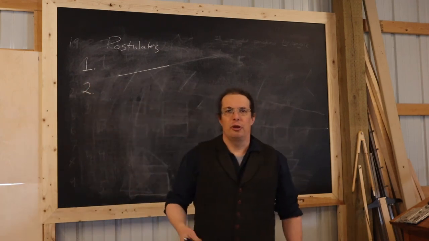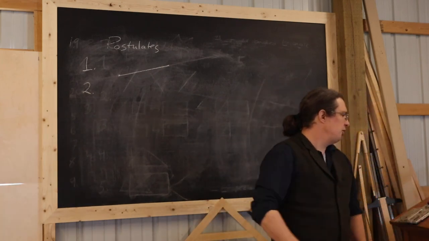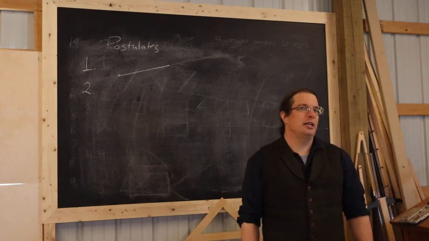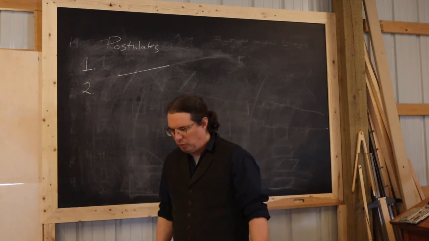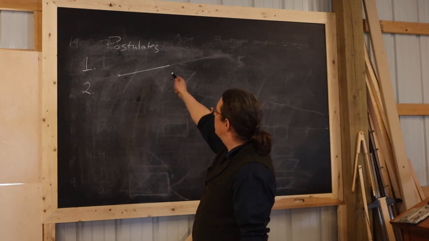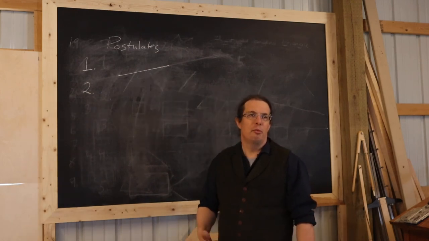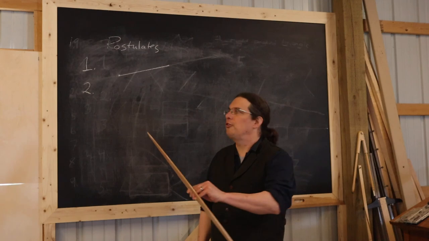Now, postulate two also has to do with straight lines, and what it says is to produce a finite straight line continuously in a straight line. Kind of obtuse language, but that's the way it's translated from Euclid. And what it means is that if you took a straight line like this one that you had constructed from one point to another, if you needed it to be longer, you can make it longer, and all you need is your straight edge.